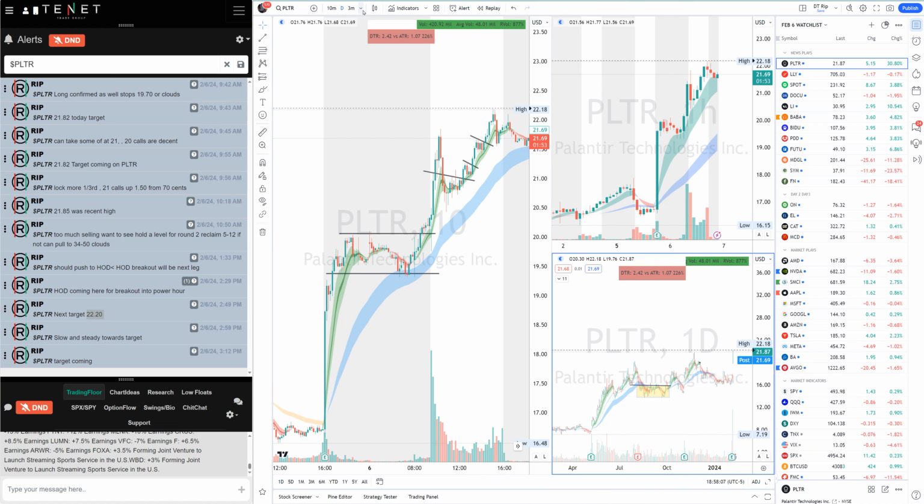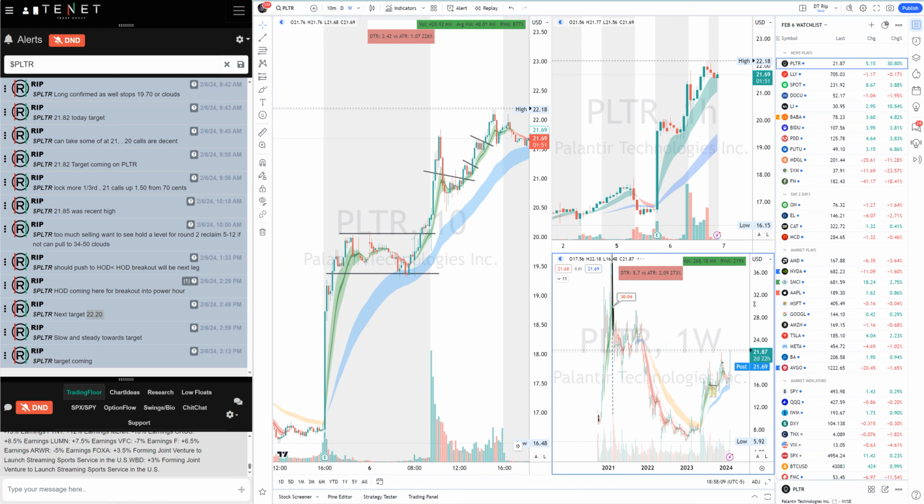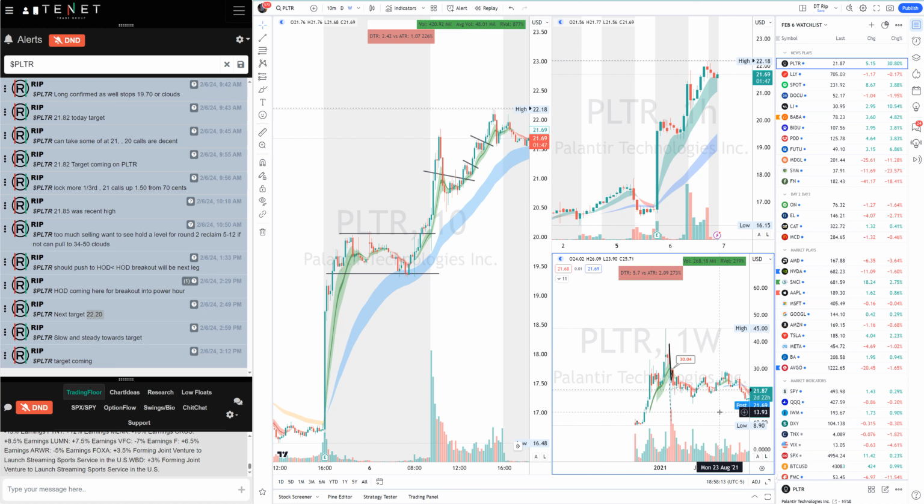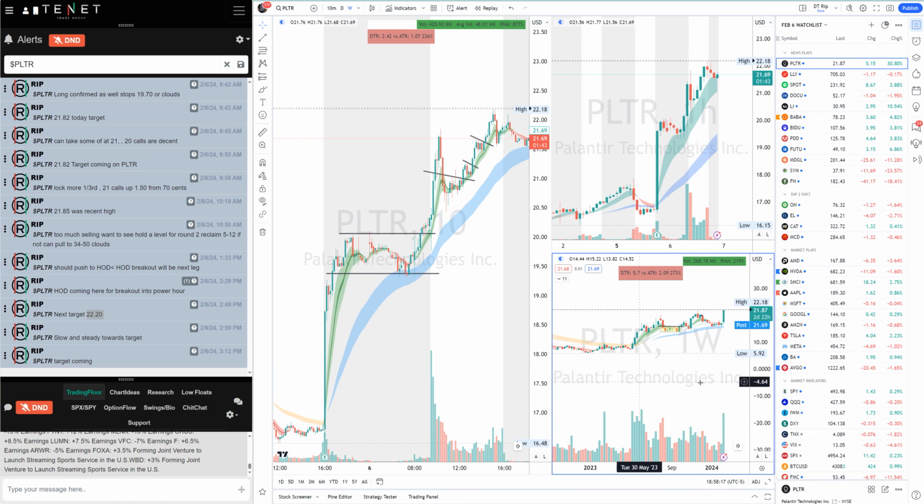Now you ask me, how did I find the 22.20 target? Again, no rocket science. I went back, looked at some of those candles, and figured out 22.20 was a pretty close area for my target. And look at that, what was the high of the day? 22.18. That's where we rejected again. So both my targets were met.